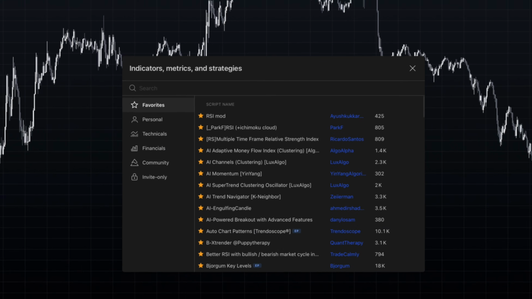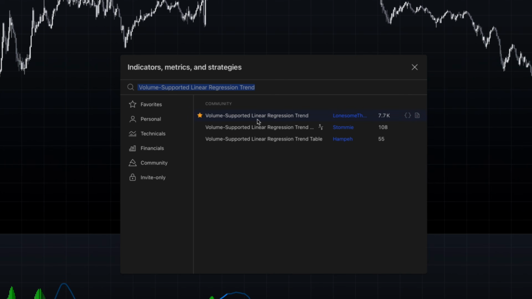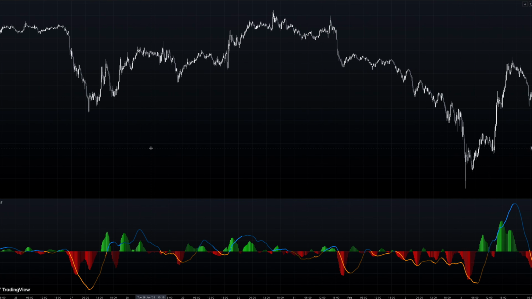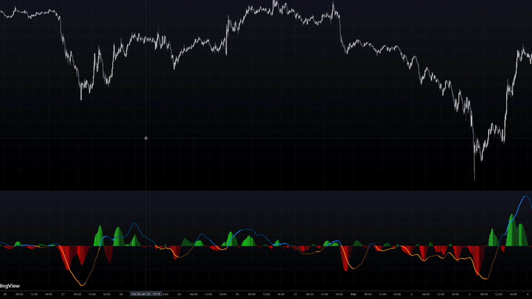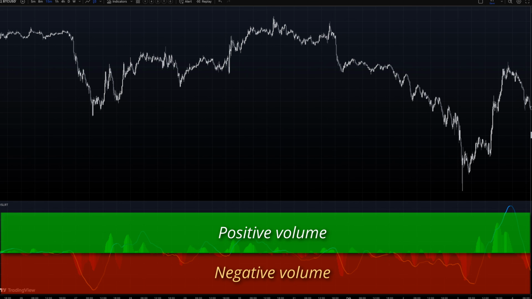First up is the volume-supported linear regression trend by Lonesome the Blue. This indicator analyzes market trends by combining price action and volume analysis through linear regression. It calculates both short-term and long-term regression slopes for price movement, while simultaneously analyzing the buying and selling volume components.